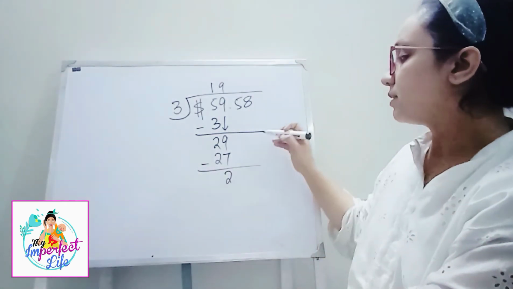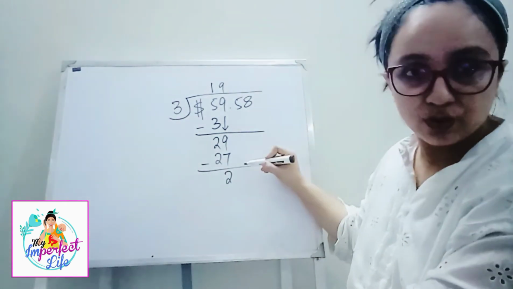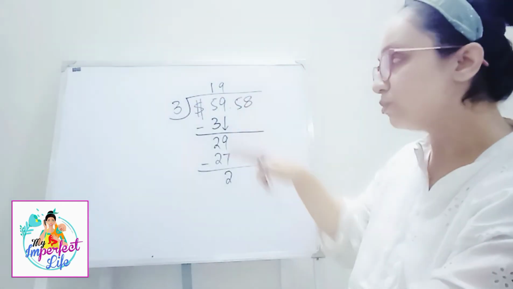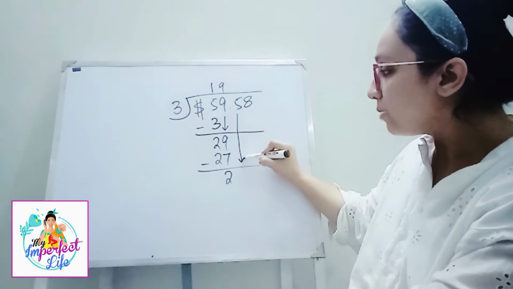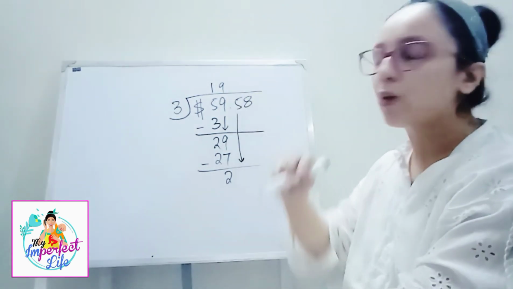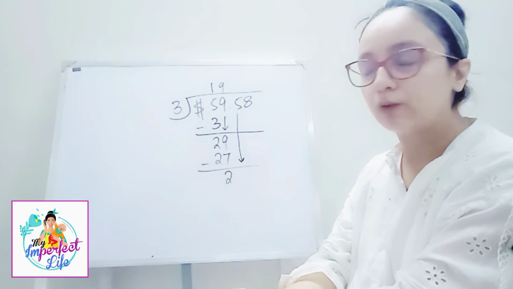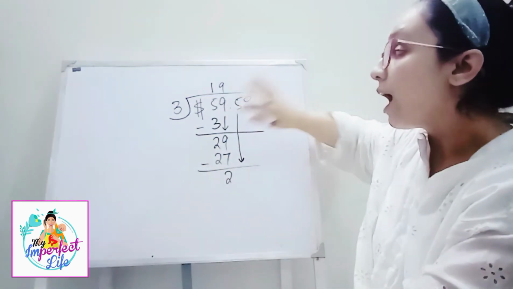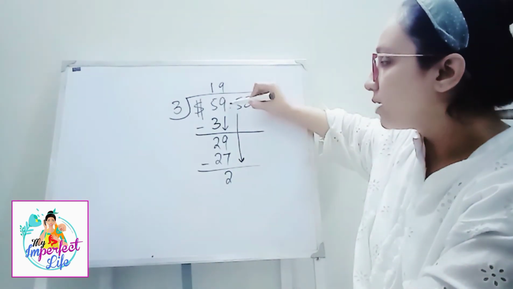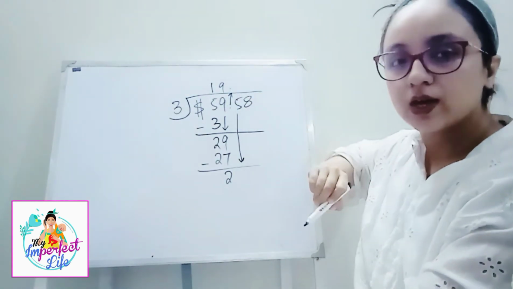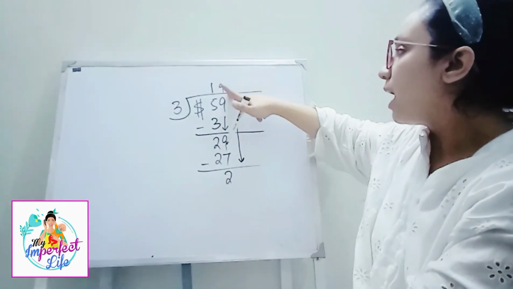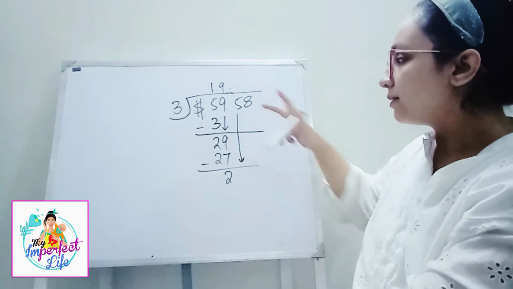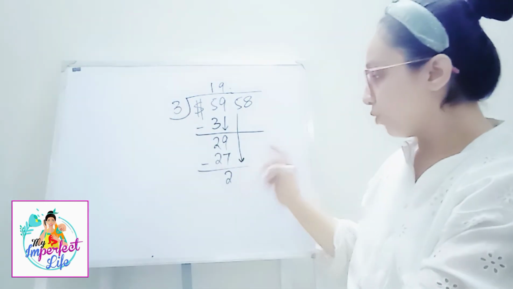Now I'm going to bring down this 5 over here. Why? Because 2 is smaller than 3, so I need to have 2 digits now to divide it further. But before I bring this 5 down, there is a decimal point in the middle that is stopping me from bringing this 5 down. So I'm going to eliminate this decimal point. How am I going to eliminate this? I'm going to take this decimal point up over here. And now this has eliminated my decimal point from here, and now I can bring down the 5 over here.